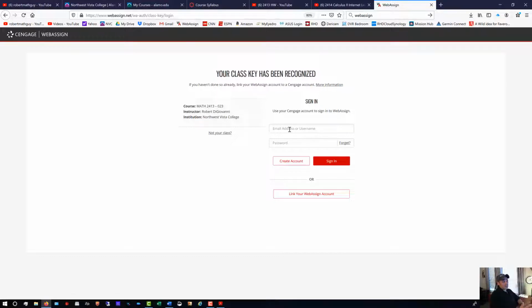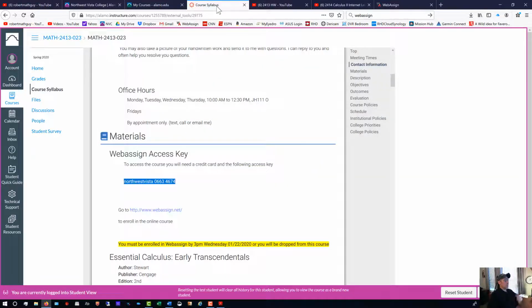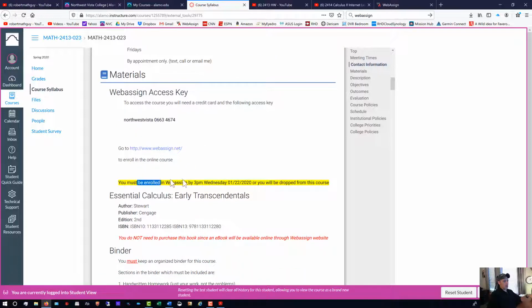If you're in Cal 2, you have to make that decision. Do you need Cal 3? Do you not? You determine that, but just remember you've got the temporary access, which gives you some time to figure out what you want to do. All right, so once you go through that enrollment process, you will have satisfied that initial requirement of being enrolled in WebAssign. That's the first thing you have to do.